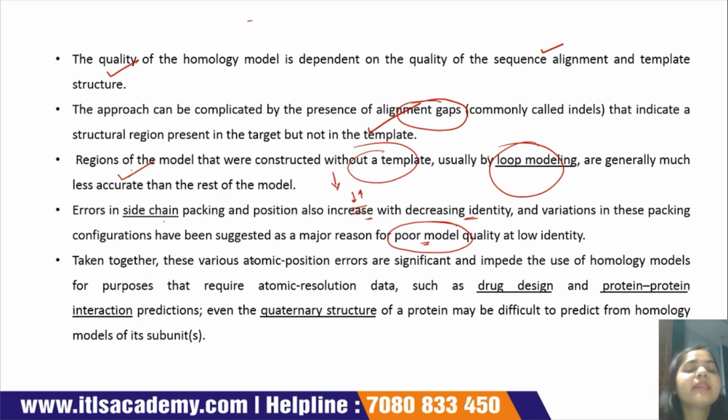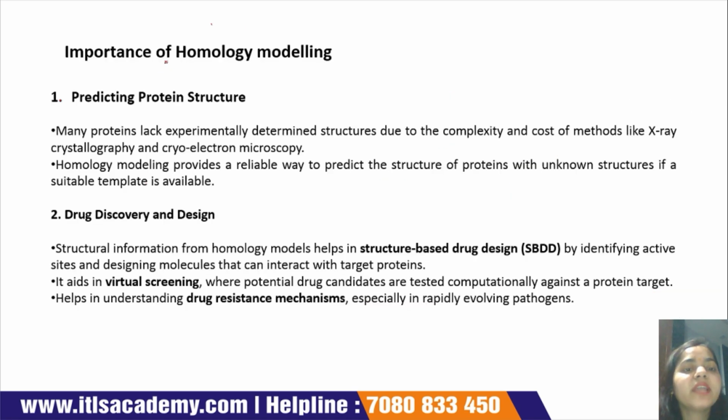Taken together, these variations and atomic position errors significantly affect the use of homology modeling for purposes that require atomic resolution data, such as drug designing, protein-protein interaction prediction, quaternary structure prediction, etc. We now understand the importance of homology modeling.